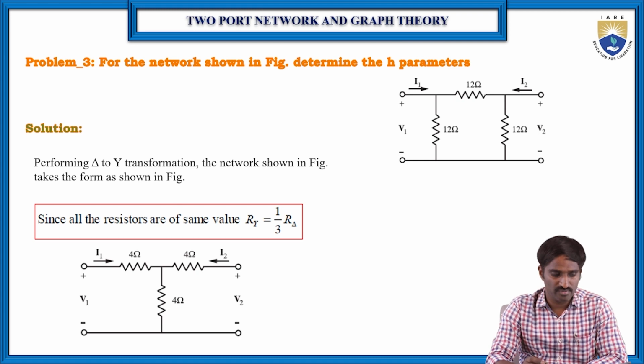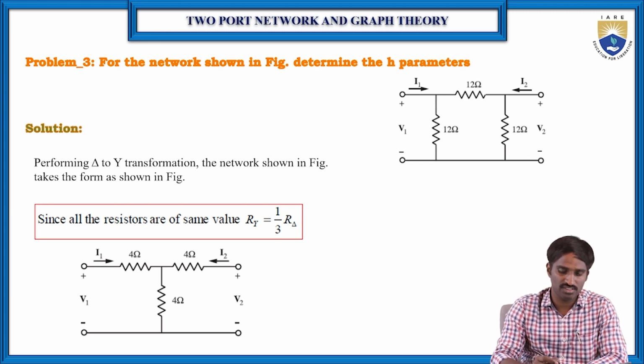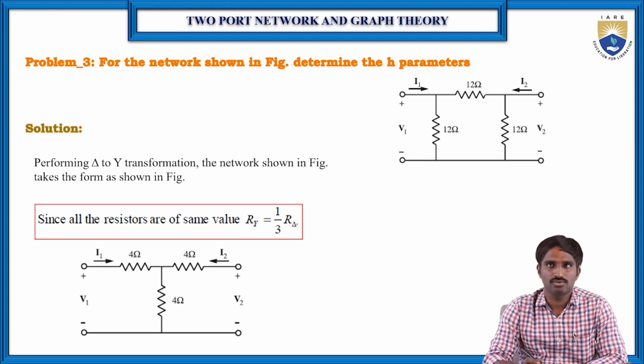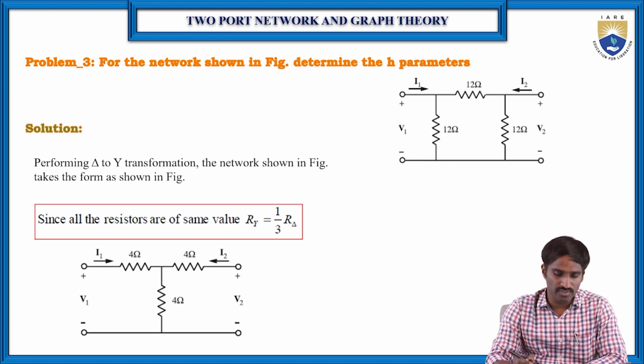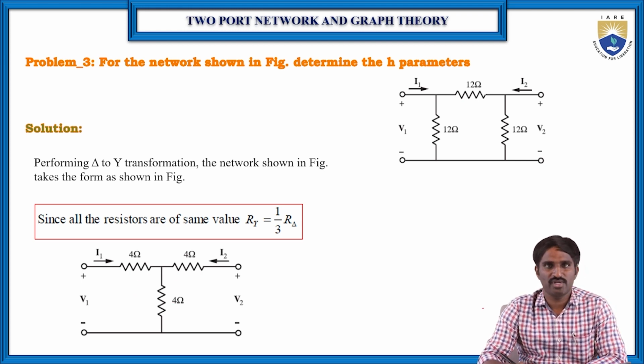To find the H parameters here, first of all, let us convert this delta network, because we already know how to convert a delta network into a star network. Here all the resistors have the same value, so to convert delta into star we can simply take 1 by 3 into R, which means 1 by 3 into 12. It is very easy to find the H parameters for the star network compared to the delta network, so first I have converted the delta network into a star network.